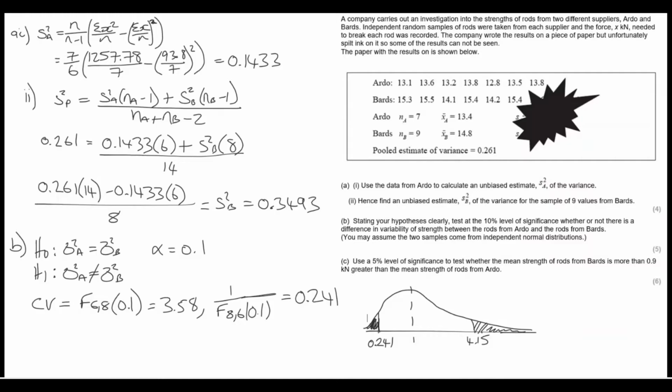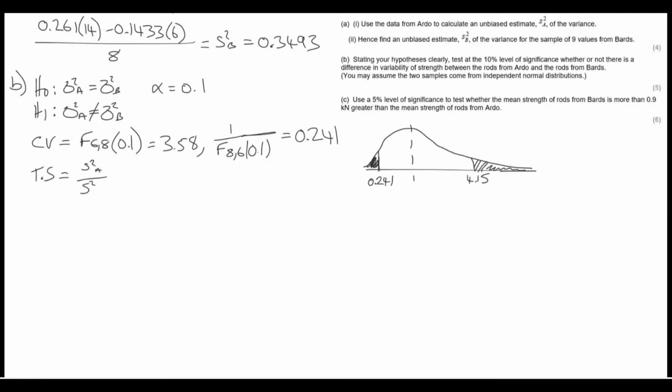The test statistic is going to be S squared A over S squared B. And into the calculator, we get 0.4103. Okay, so where's that? That is outside of the critical region. It's here. It's below 1. 1 will be optimal, but it's not low enough. It's not far away enough from 1. So we do not have a significant result, but we'll give our 2 conclusions as usual.